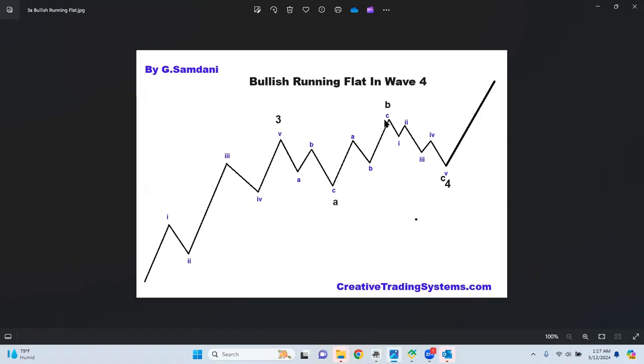When you have B above 3, and it is coming down, be aware that it can be a running flat, or if it comes all the way down below A, it could be an expanded flat, right? Both can happen. But this is the characteristic of the running flat: wave C of wave 4 will stay above wave A, and then it will turn to the upside for wave 5.